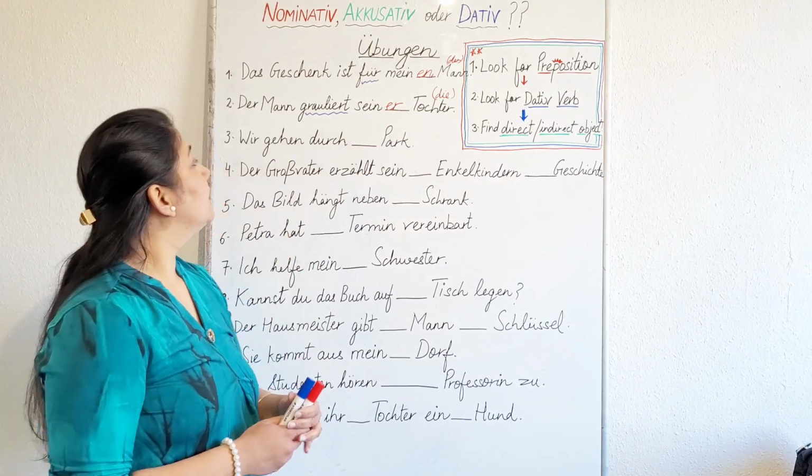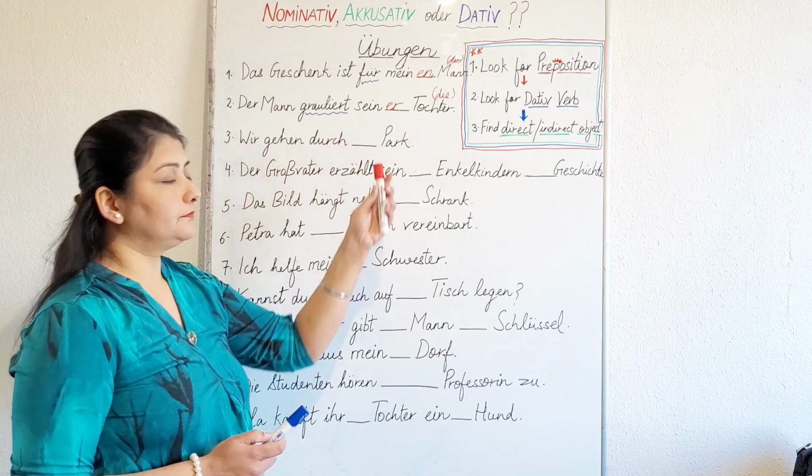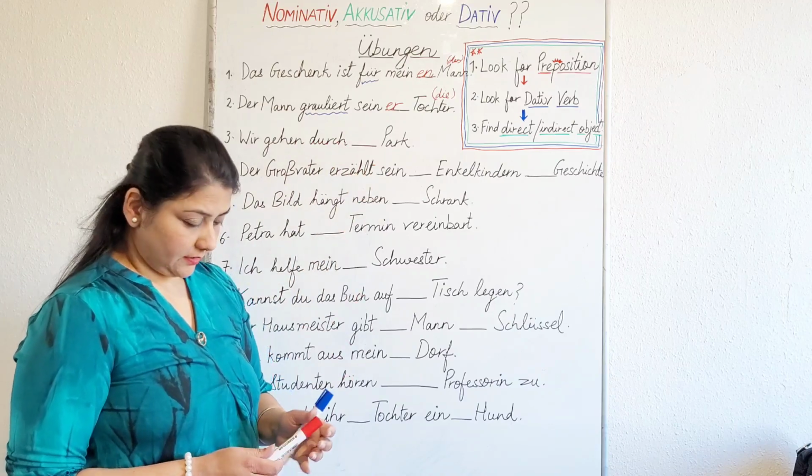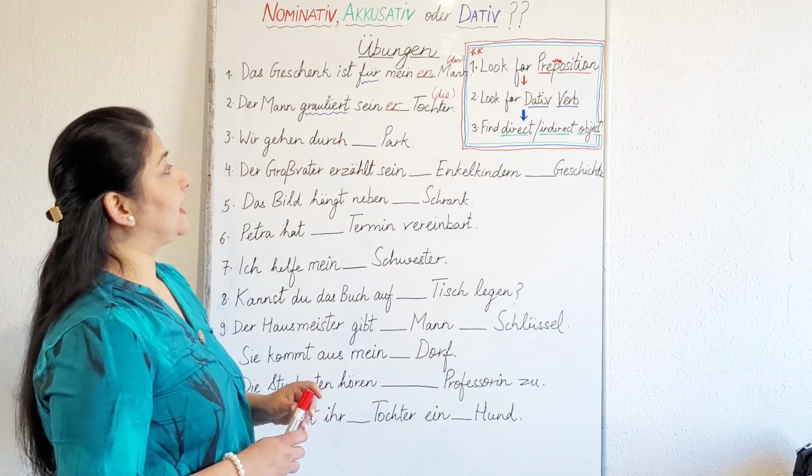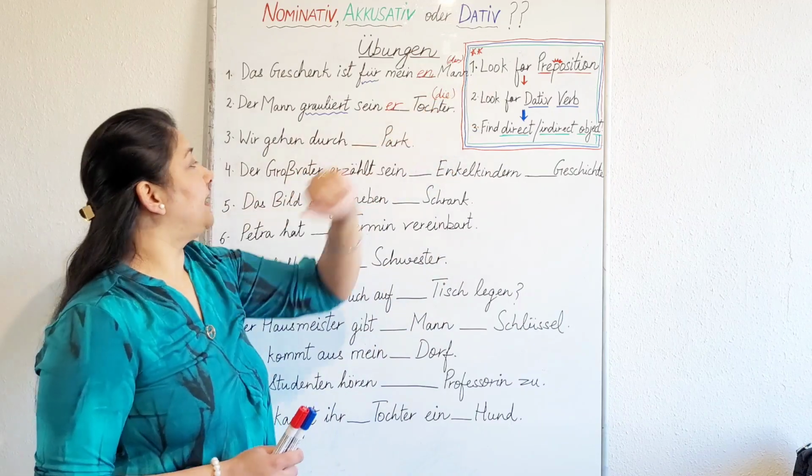Dritter Satz. Wir gehen durch Park. So, was kommt hier? Dann wieder Schritt 1.